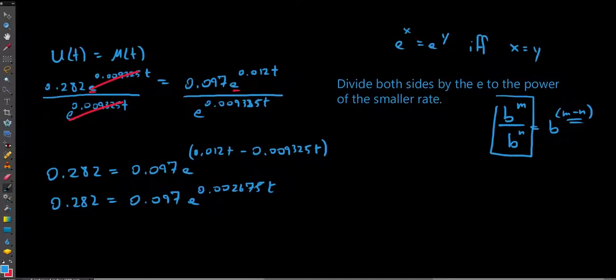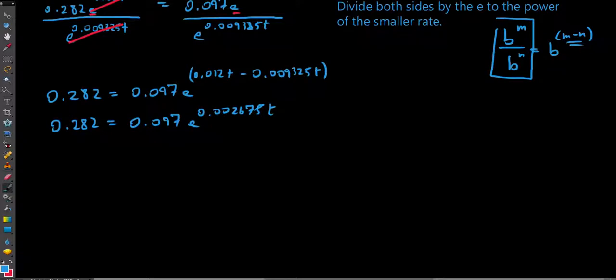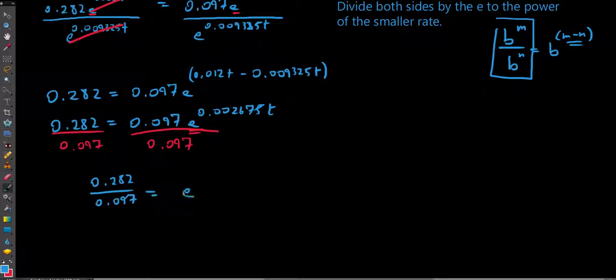So we had started off with two population models equal to each other, but we had bases on either side. If we're going to solve for the unknown in the exponent, we've got to get the base by itself. So let's go ahead and do that now that we have just one base e, and we're going to divide both sides by 0.097. So if I divide the left-hand side by 0.097, we get 0.282 over 0.097. I'm going to leave this value. I'm not going to get a decimal on it because it'll be too ugly. And on the right-hand side, we have e to the 0.002675t. So at this point, we can go ahead and say that the base is isolated.